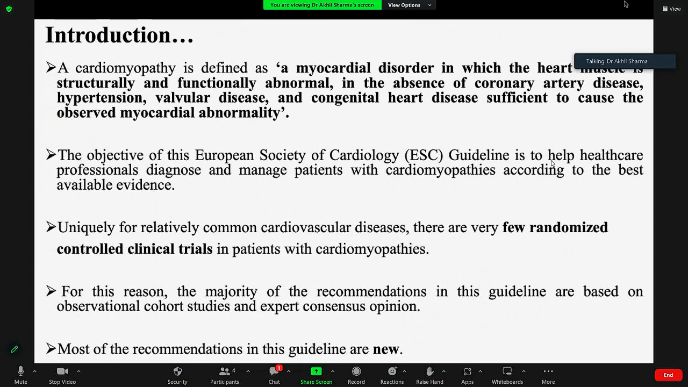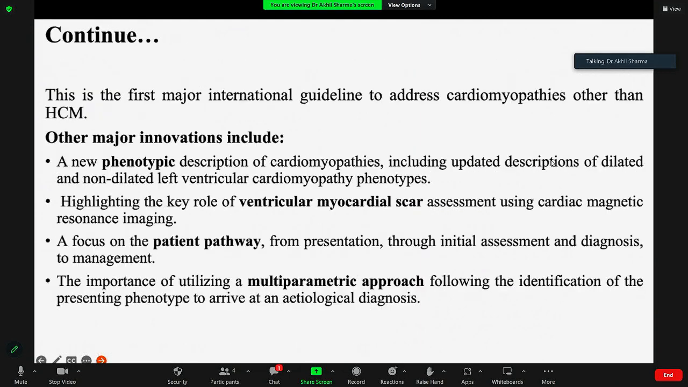As we are all aware, even though cardiomyopathy is not uncommon, we have very few randomized trials at present. So most of the guideline recommendations are based on observational cohort studies or expert consensus opinion, and all the recommendations are new in these guidelines. This is the first attempt by any international cardiovascular society to give a management guideline for cardiomyopathy, except the SCM.